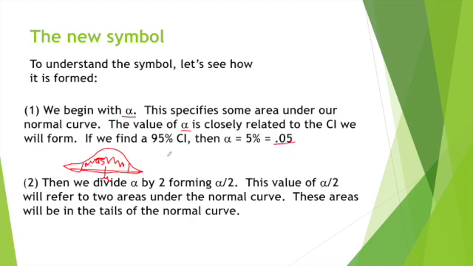However, we need to divide this by 2, alpha divided by 2, because remember, a normal curve is symmetrical. So over here, if I take 0.05 and divide it by 2, I would have 0.025 and 0.025. And in order to figure out what values we have right here, we have to find the z-score associated with these values.